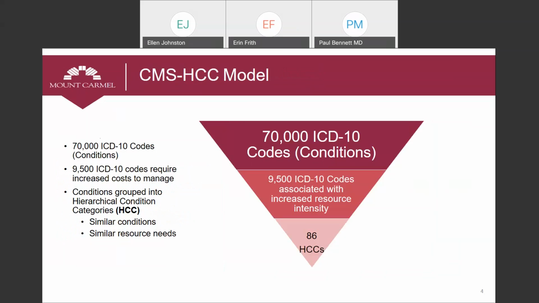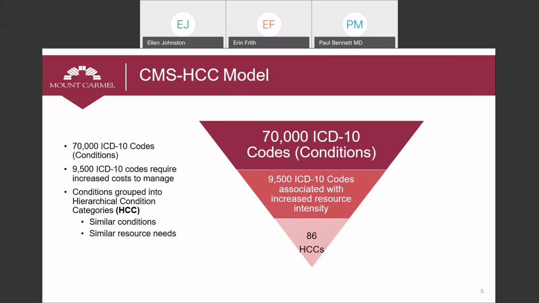As you know, there are approximately 70,000 diagnosis codes included in ICD-10-CM. Every year, each code is evaluated using CMS data to determine which codes utilize the most resources. Once this is done, the data is normalized so that the average Medicare Advantage patient has a risk score of 1.0. Around 9,500 diagnostic codes are determined to affect risk, and they each map to what is called a hierarchical condition category, or an HCC.